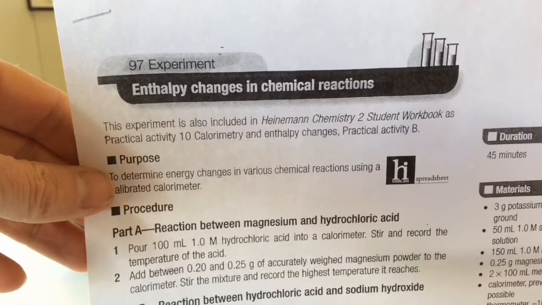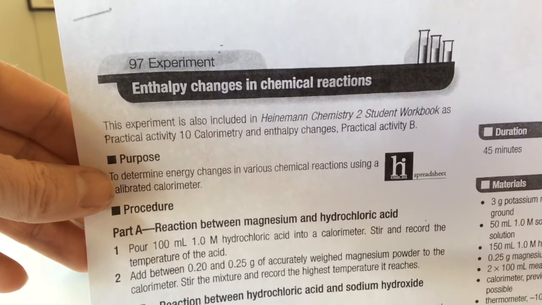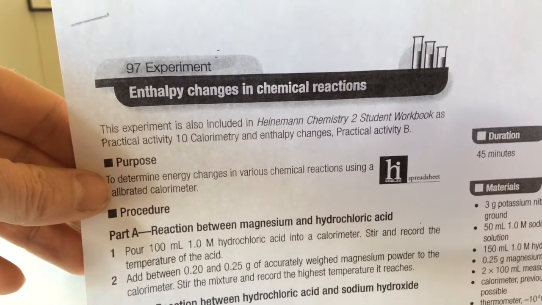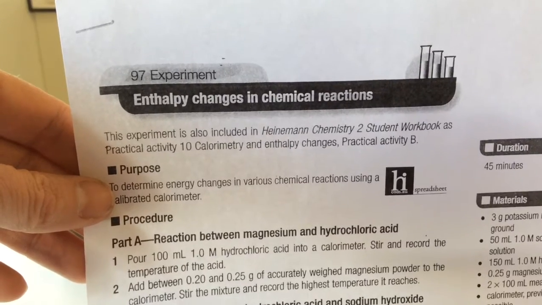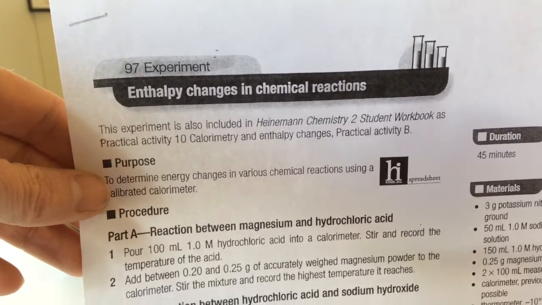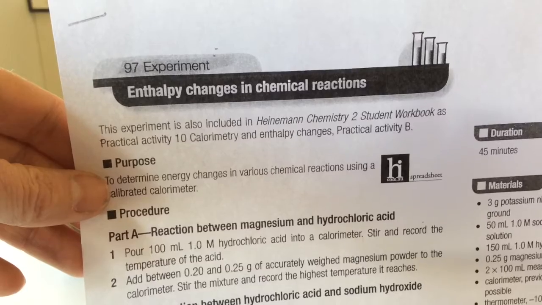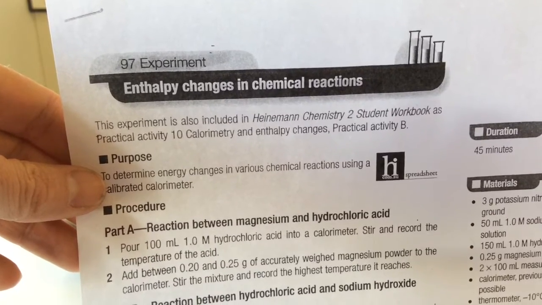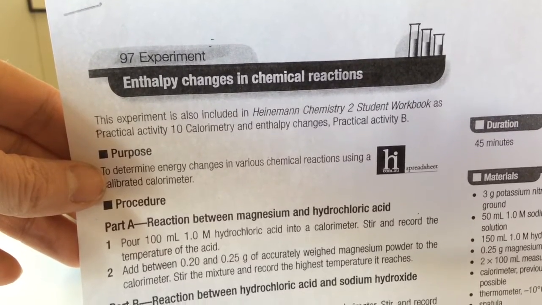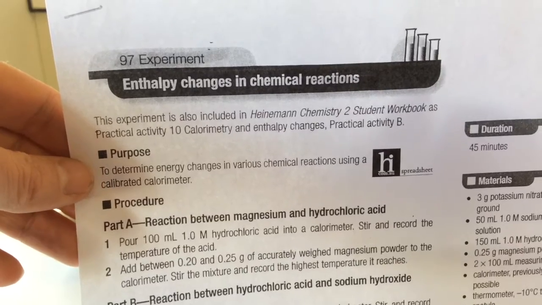This is where we're actually going to do the chemical reactions. In the other video we calibrated the calorimeter, and I'm using exactly the same calorimeter, so it will link into this experiment. This experiment says to determine energy changes in various chemical reactions using a calibrated calorimeter.